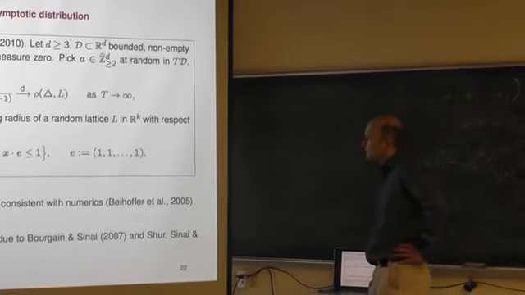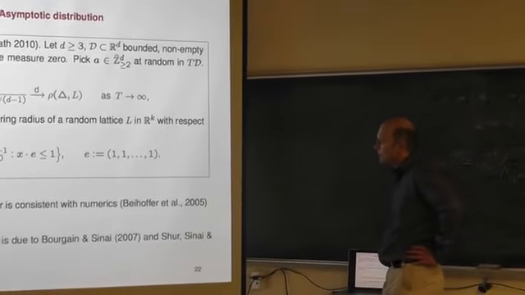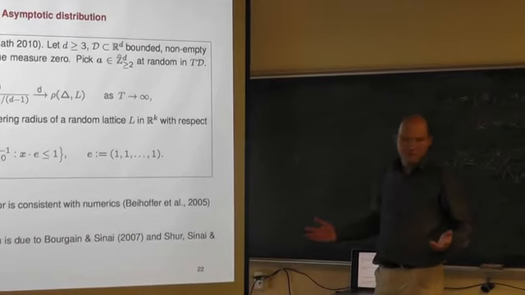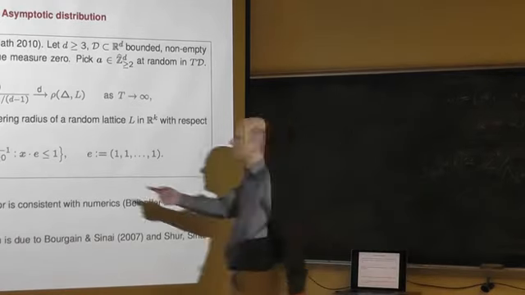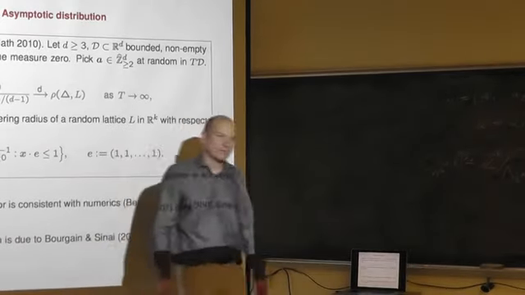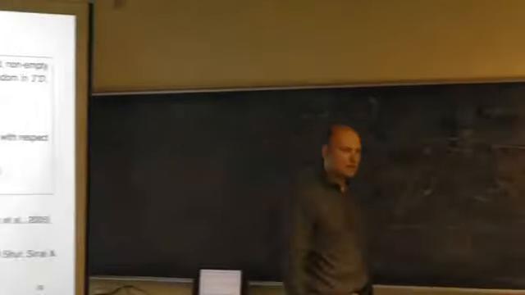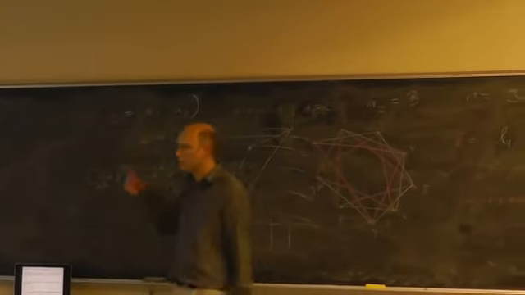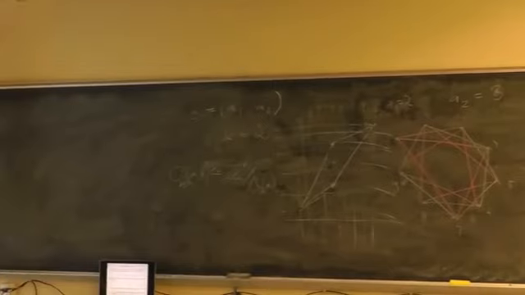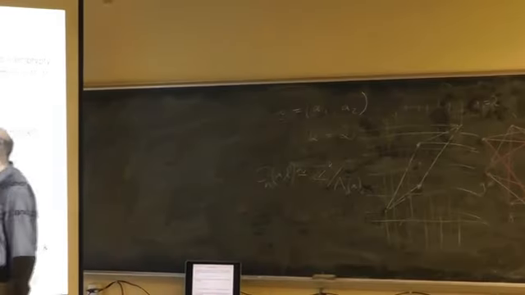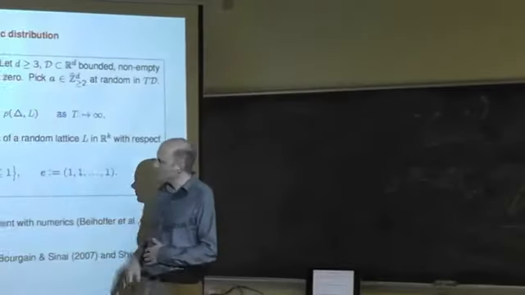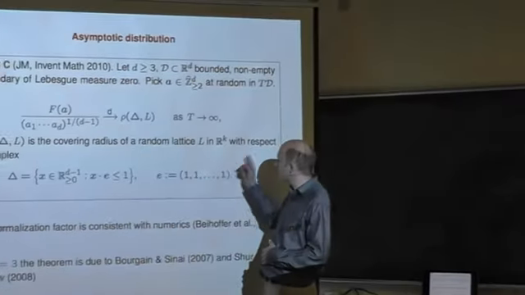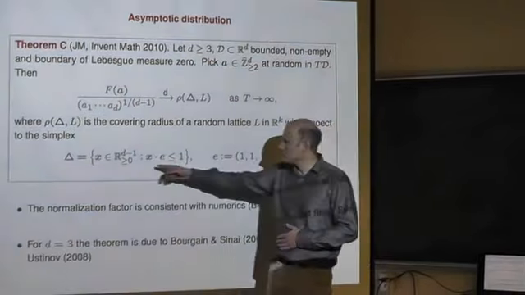So here's the theorem. Again, in the spirit of Arnold, we ask, how does this thing fluctuate? So what does this mean? Well, you just look at a random argument, and you want to understand its value distribution. So you have to divide by the right normalization, which turns out to be this quantity, and this theorem says that in distribution we're converging to the covering radius of a random lattice L with respect to this simplex.